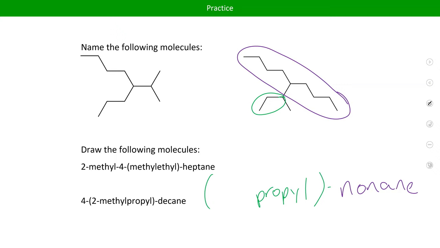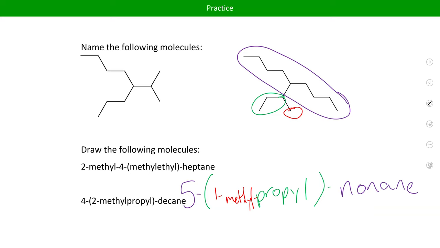And it's going to be on carbon 5, yeah. But your propyl group has a methyl. And because there are two places we could attach it, we have to specify that in the parentheses, 1-methyl-propyl.